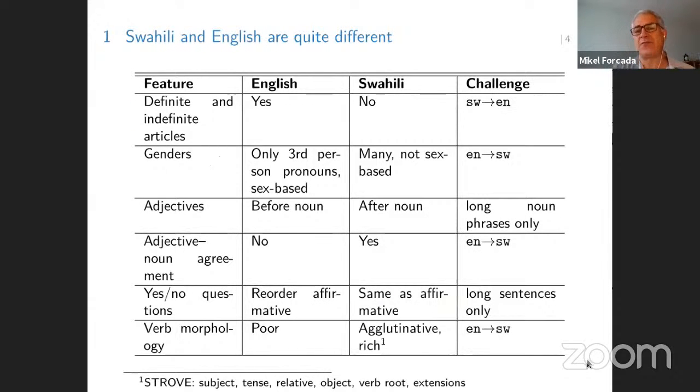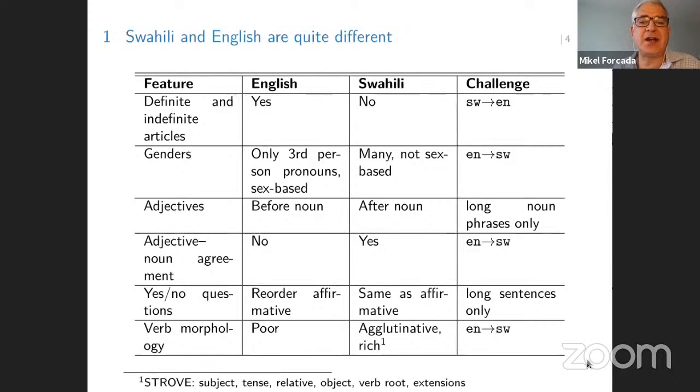Swahili and English are quite different as languages. This is just a selection of some of the problems that you can find, some of the contrast. Like, for example, English has definite and indefinite articles, and Swahili doesn't have them. So this would be a challenge when generating English, because you have to put them in the right places.